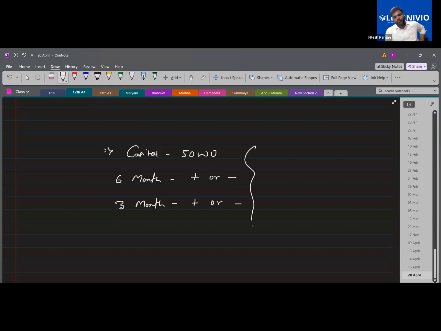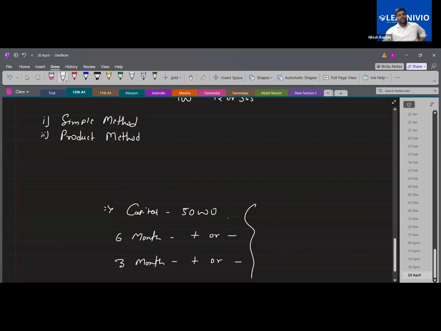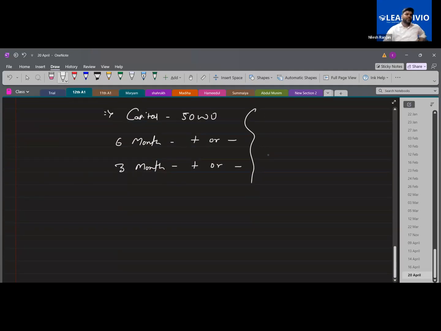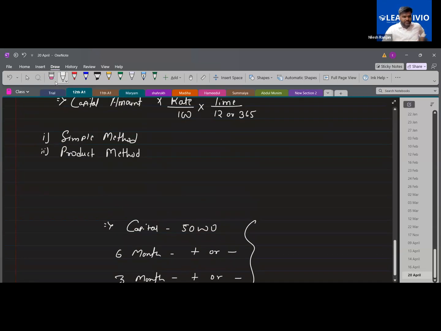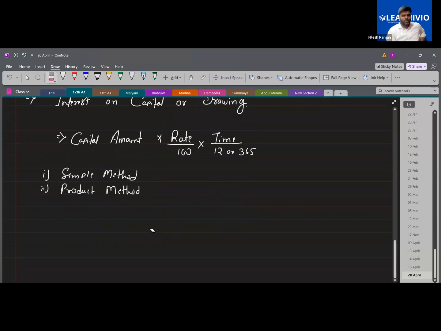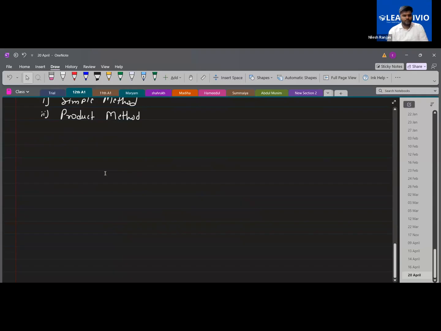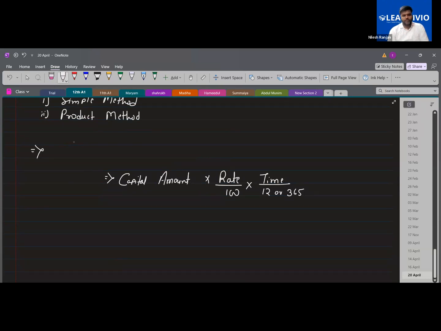So in this type of question, you have to calculate interest 3 times in simple method. But if you are using product method, then you have to prepare a table and you have to use the formula one time for calculation of interest. Just see this. We'll explain also. Okay, in simple method, this is the formula. This is the first, simple method.